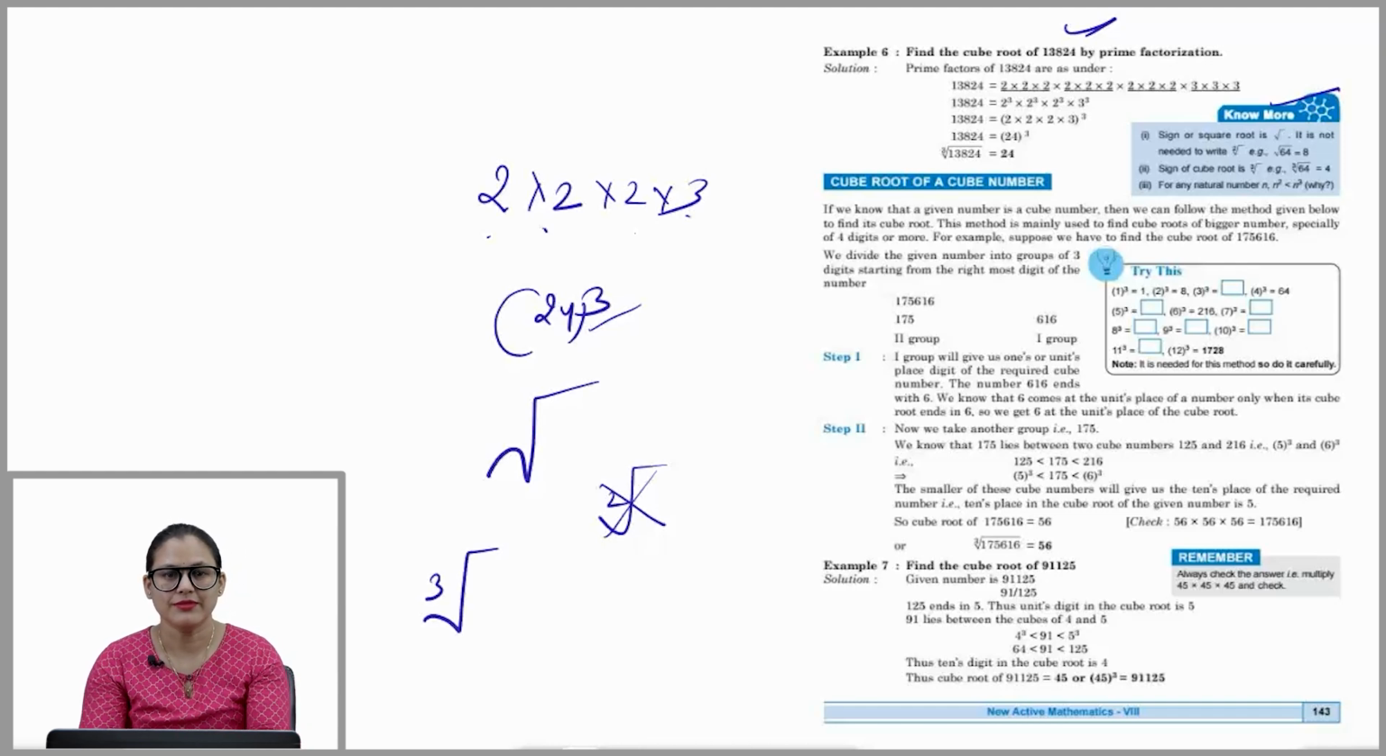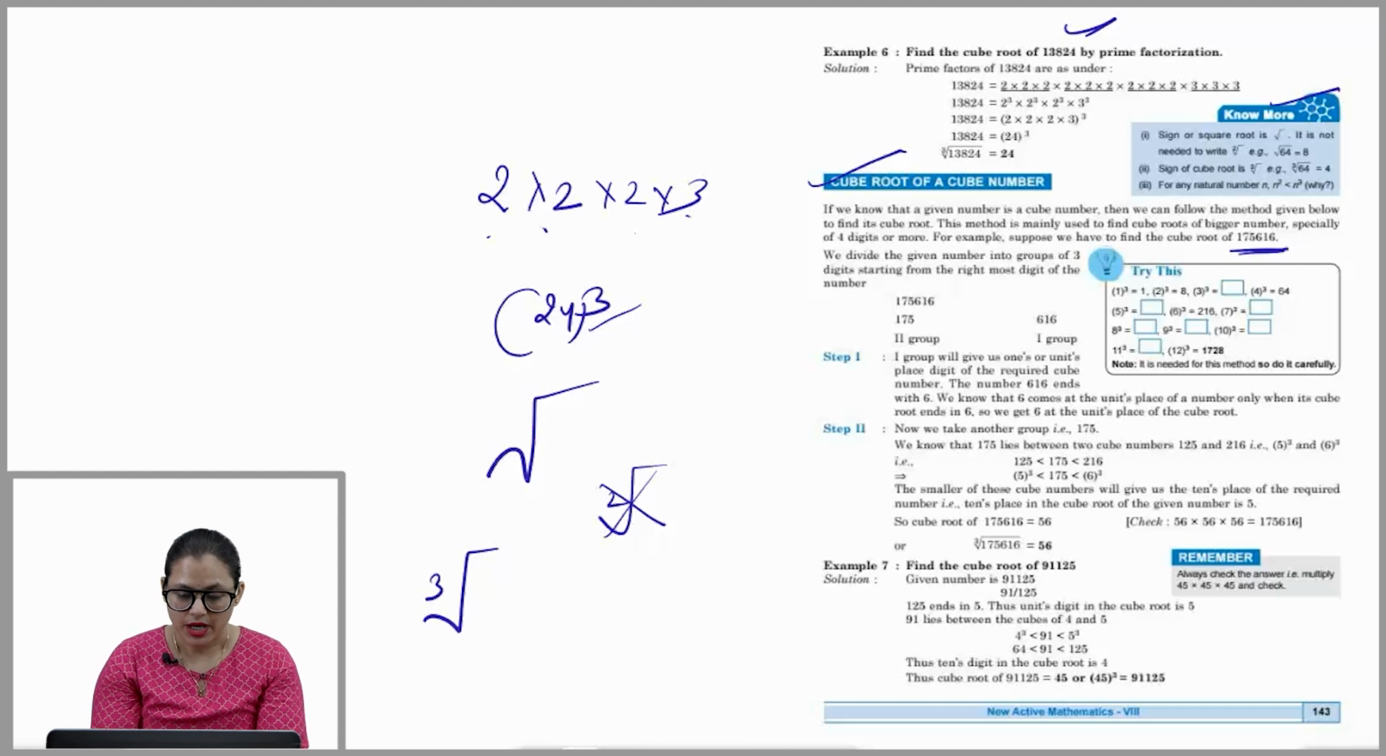Now, cube root of a cube number. If we know that a given number is a cube number, then we can follow the method given below to find its cube root. This method is mainly used to find cube roots of bigger numbers, especially of 4 digits or more. We divide the given number into groups of 3 digits starting from the rightmost digit of the number.